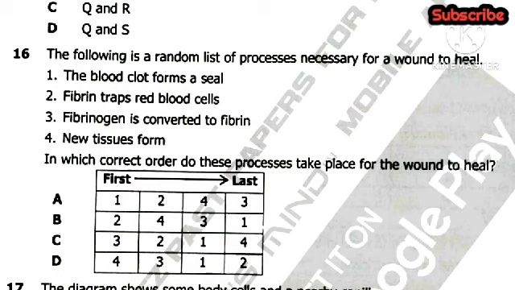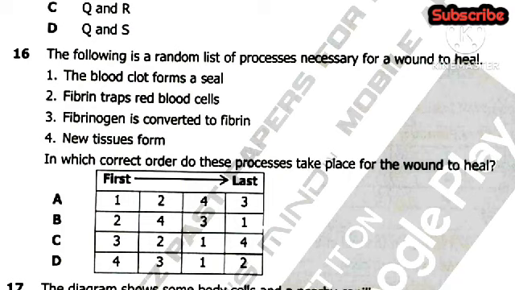Number 16, the following is a random list of processes necessary for a wound to heal. So they are simply talking about blood clotting. They are simply asking you whether you can tell them how the process of blood clotting takes place or not. Okay? So we have number 1, the blood clot forms a seal. Number 2, fibrin traps red blood cells. Number 3, fibrinogen is converted to fibrin. Number 4, new tissues form.